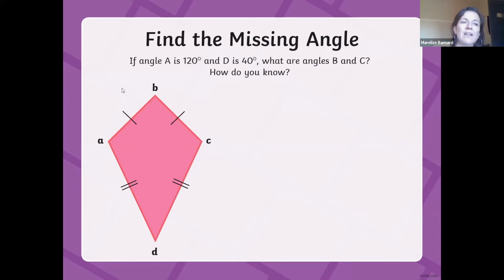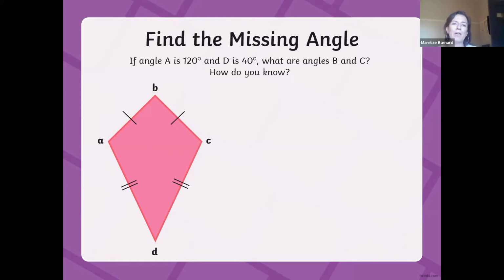Opposite angles of a kite are equal. Just remember to include kite when you say opposite angles. So then C is also 120. Then what is B going to be? If we have 120 and 120 and 40, then B is how much?